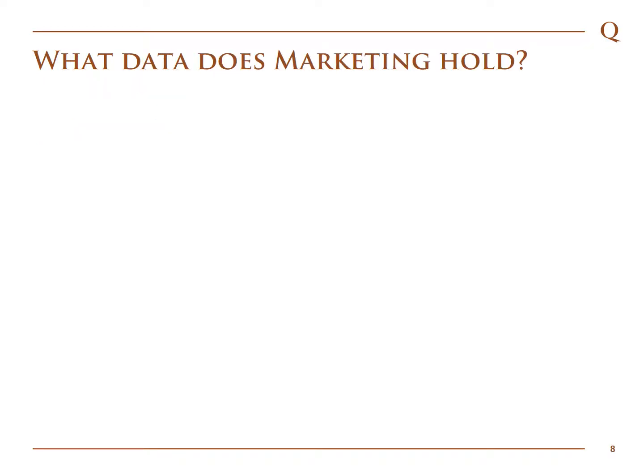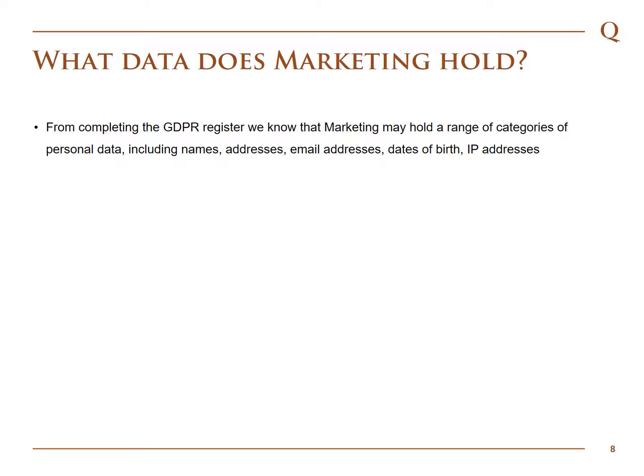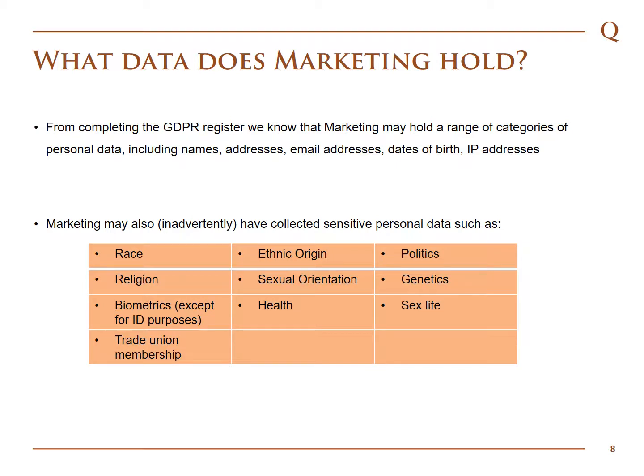What data does marketing hold? From completing the GDPR register, we know that marketing may hold a range of categories of personal data, including names, addresses, email addresses, dates of birth and IP addresses. Marketing may also have collected sensitive personal data such as race, religion, biometrics, trade union membership, ethnic origin, sexual orientation, health, politics, genetics and sex life.